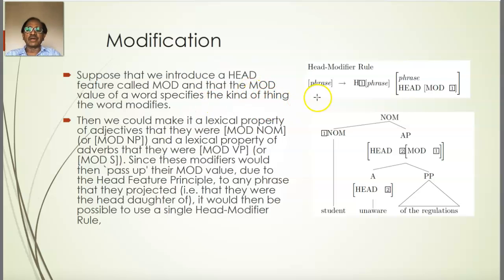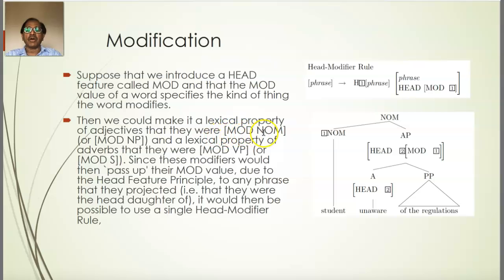So the head modifier rule will be changed to this format: phrase and phrase. Head, this is the head which is a phrase, and the modifier will have a modifier value, right? This can be a noun phrase, then the modifier phrase will be a noun phrase. That's what we want. If this is a verb phrase, then we will have a verb phrase. How is that going to work? Let's see. So then we could make it a lexical property of adjectives that they modify.